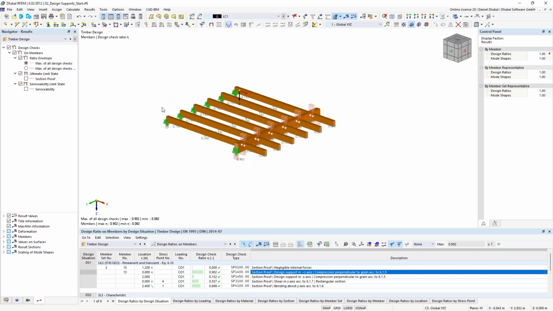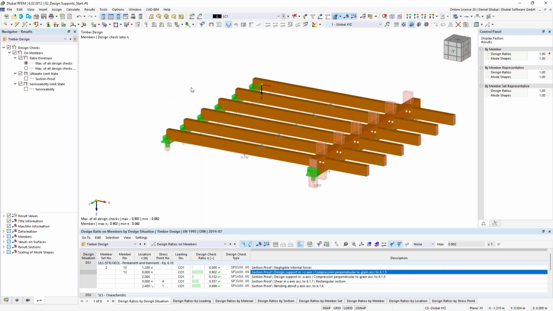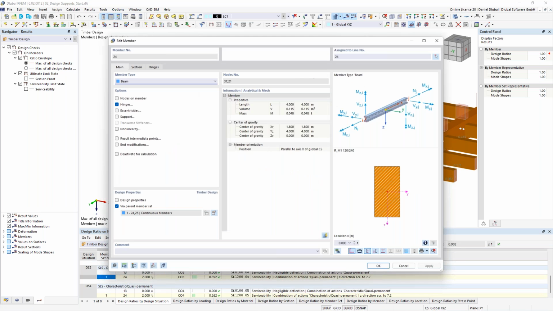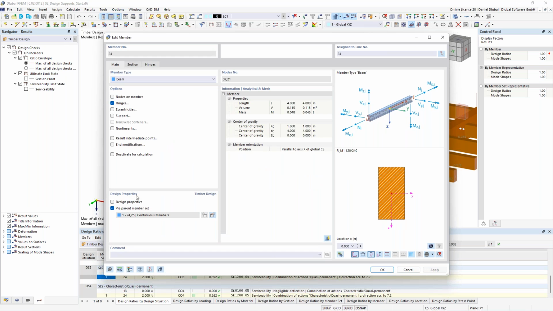And now the next one is I can also activate some notches or also some openings in this timber beam. And these are some local cross-section reductions I can consider for my timber design. And how to do this? It's easy. I click on one of these members. And as you can see here, design properties.